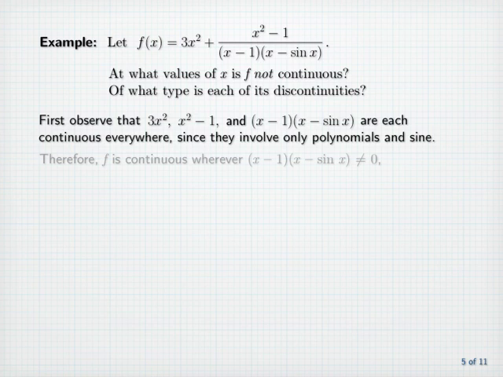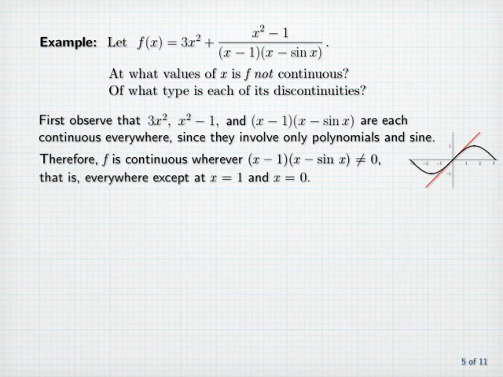Therefore, f is continuous wherever the denominator in the second term is not 0. That is, wherever (x minus 1)(x minus sine x) is not 0. Now x minus 1 is 0 when x is 1, and x minus sine x is equal to 0 only when x is equal to 0. You can see this easily from the graphs of x and sine x. The only point of intersection is the origin. So f is continuous everywhere except x equals 1 and x equals 0.